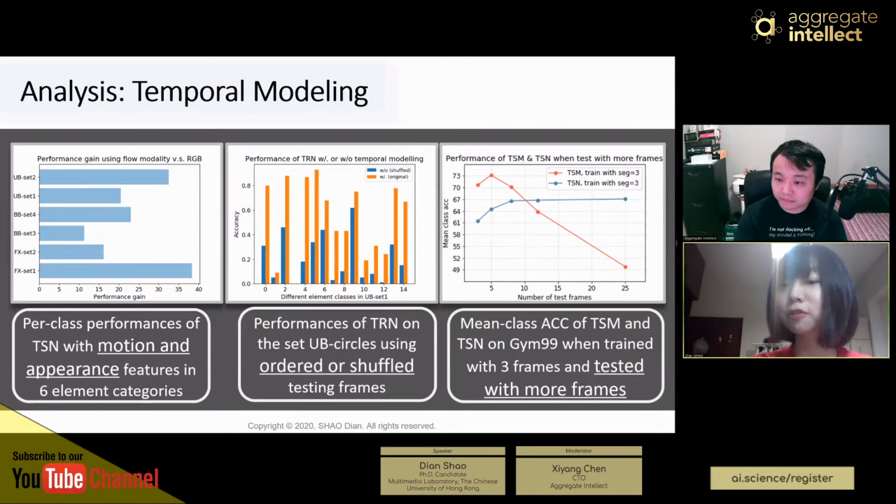So all this demonstrates the importance of modeling temporal dynamics for fine-grained recognition of motion-intense actions.